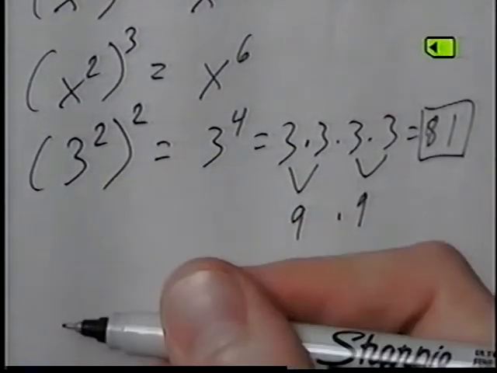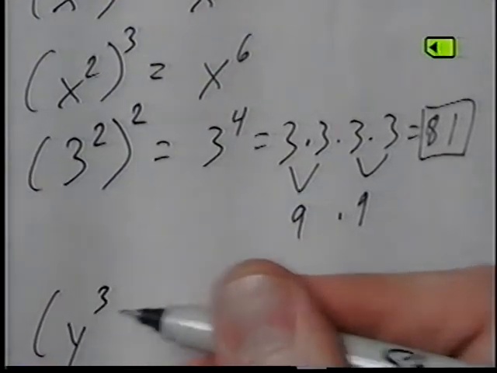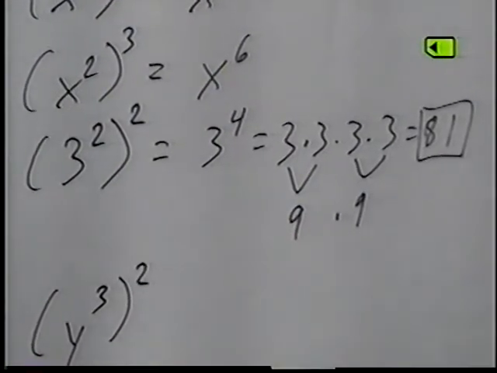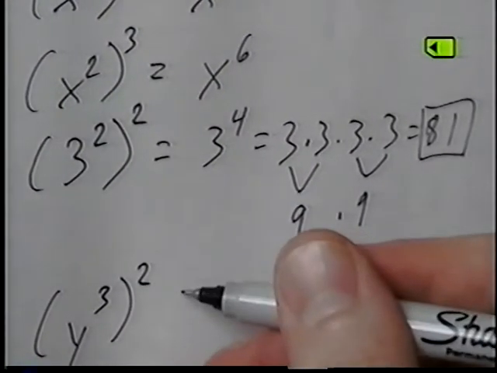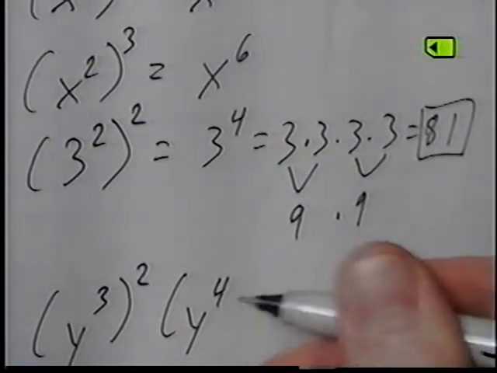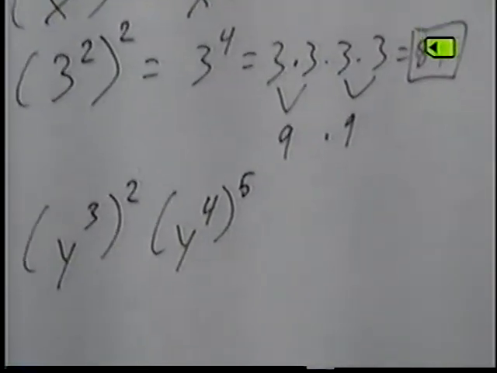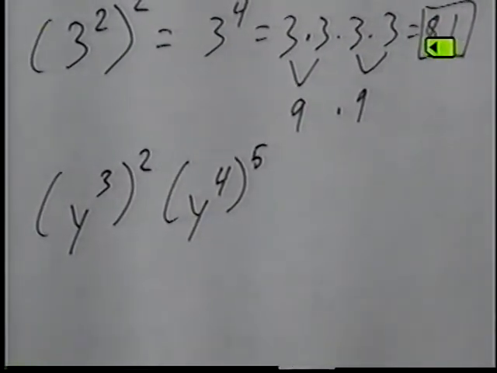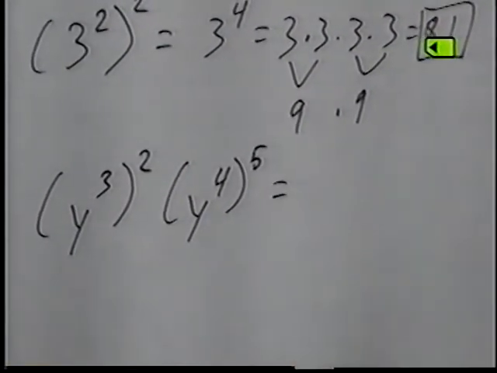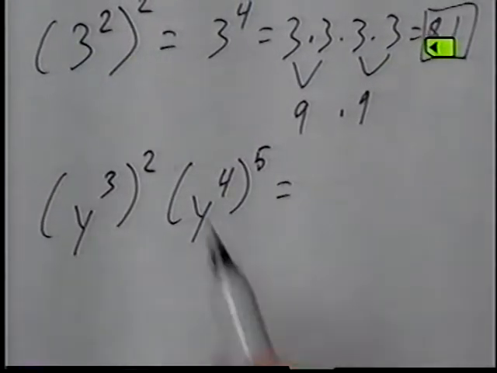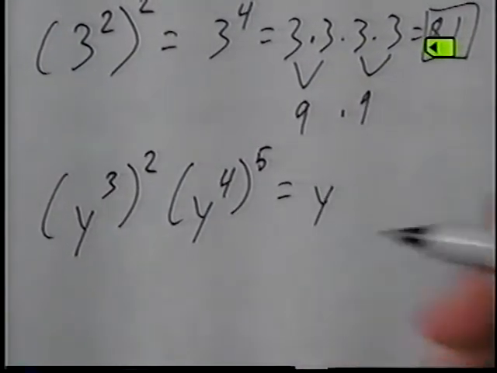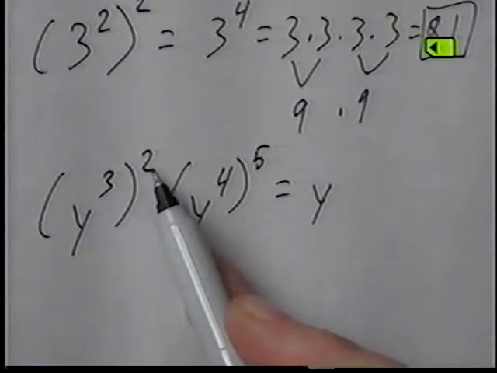Next question. Y to the 3rd power squared. And in the same question, another parentheses, y to the 4th power, and then raised to the 5th power. In this problem, we want to solve each of the y's separately. The first y is to the 3rd power raised to the 2nd power.